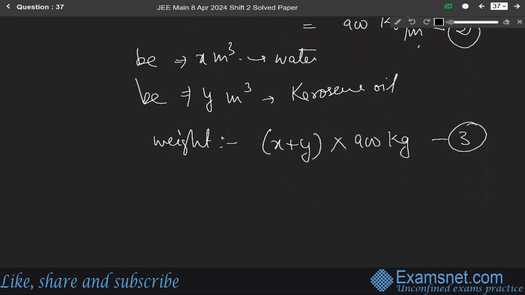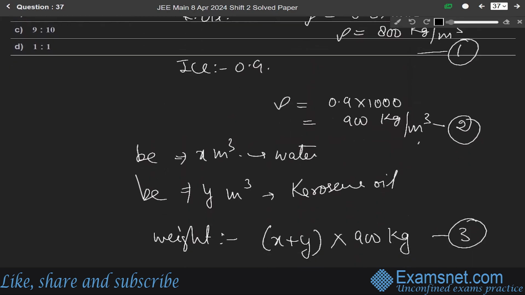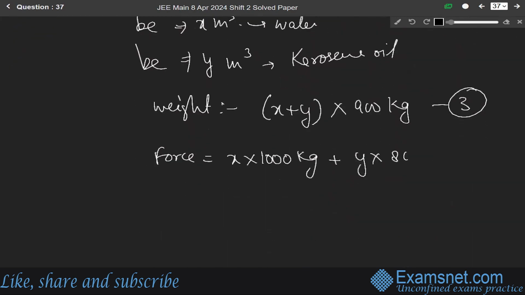So the equation will be: total buoyancy force will be x into 1000 kg plus y into 800 kg. Okay, let us say this is equation number 4. So this equation 3 and 4, we will equate these two equations to find the volume of the ice immersed in water and the volume of the ice immersed in kerosene oil.